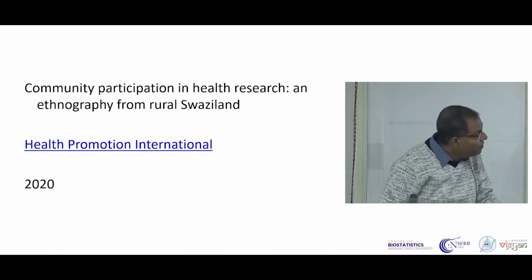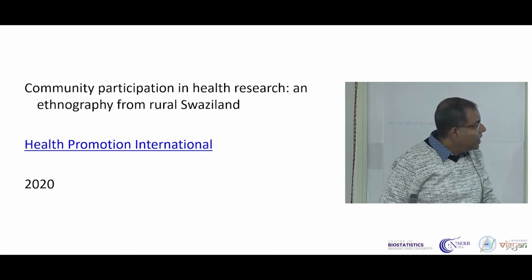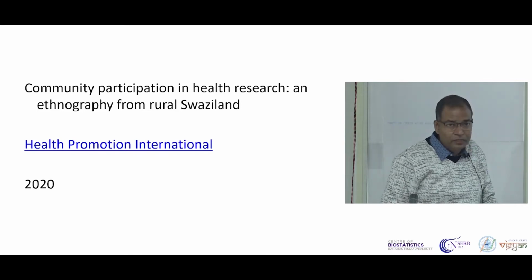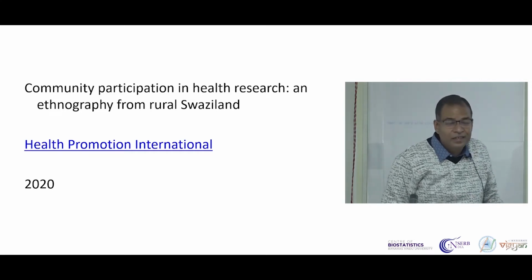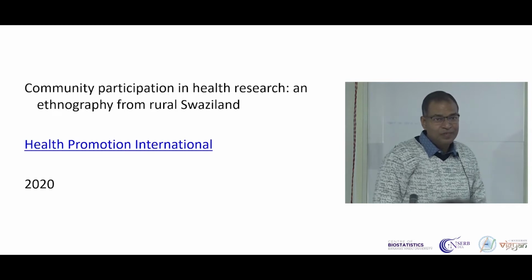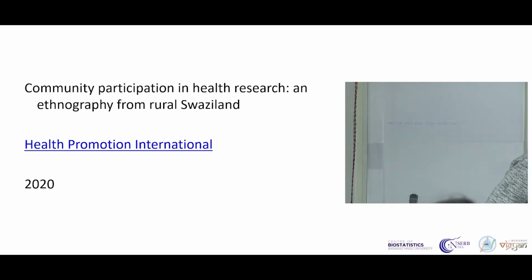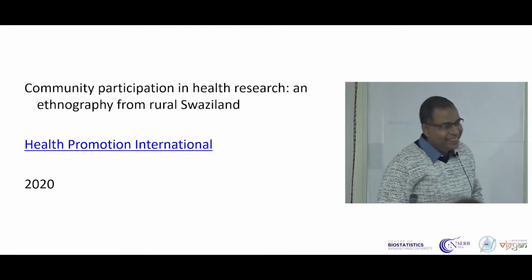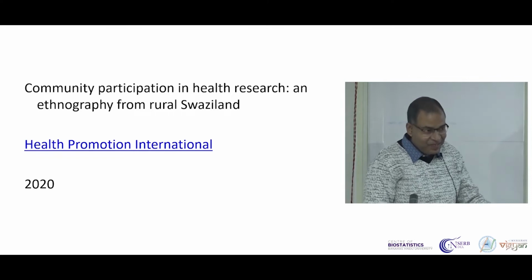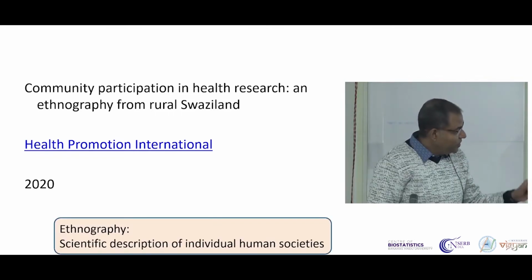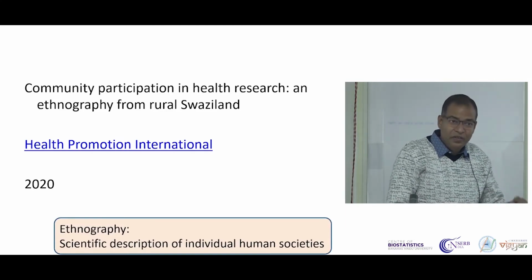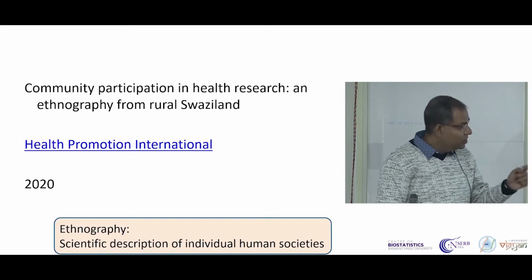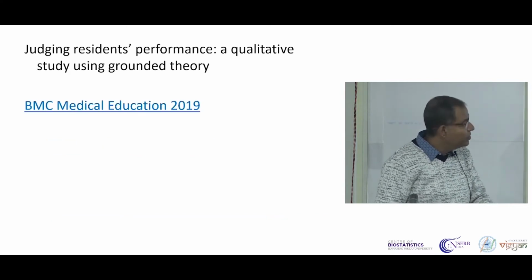Next is community participation in health research, an ethnography from rural Switzerland. You see the scientific description of individual human societies that is being carried out in the area where they are living. This is an example of an ethnographic study.